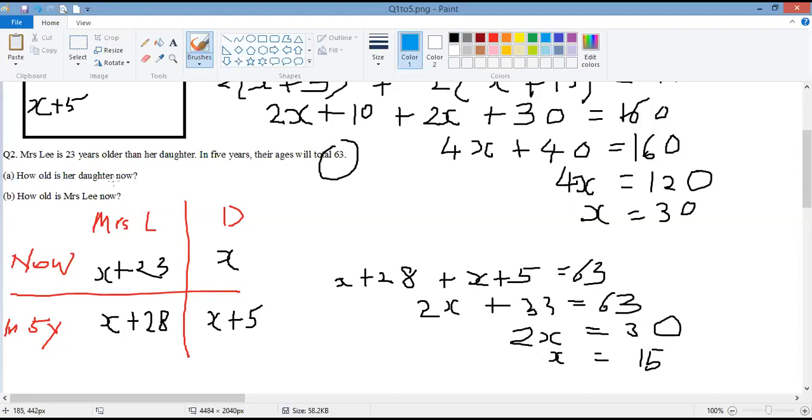How old is her daughter now? So now you look at this table that I drew. So now the age of the daughter is X. So X equals to 15. So the answer is 15 years. Remember, write down the unit. Okay, I already mentioned in the instruction when you do the Google form. Okay. So how old is Mrs. Lee now?